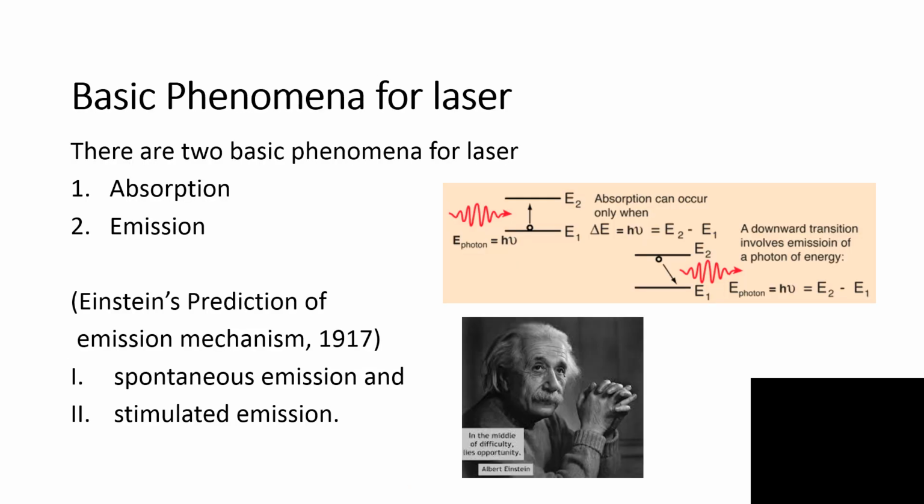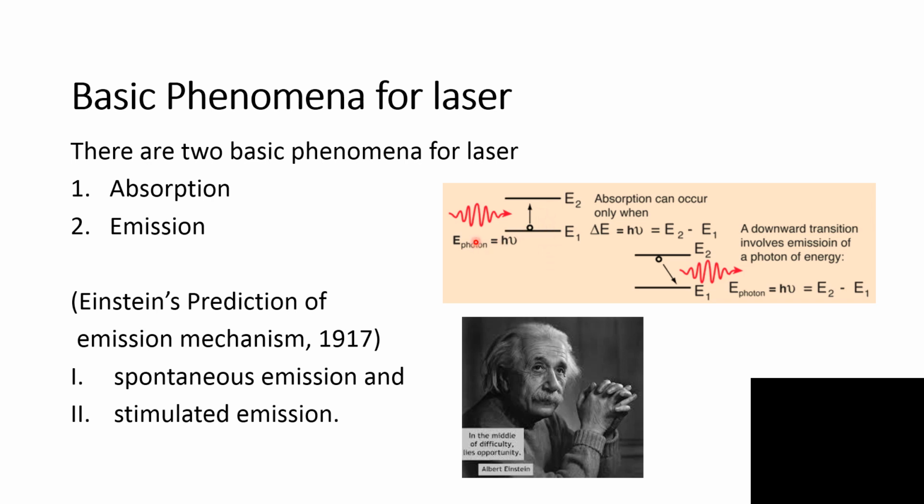On that slide, we have basic phenomena for laser. There are two basic phenomena needed for laser: one is absorption and the other is emission. When absorption happens, let's suppose we have two energy levels, one is E1 and another energy level is E2.